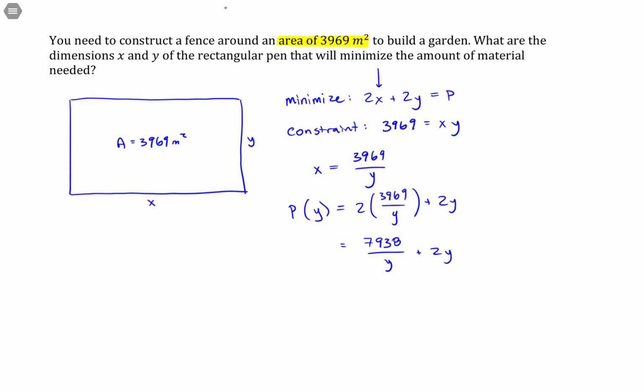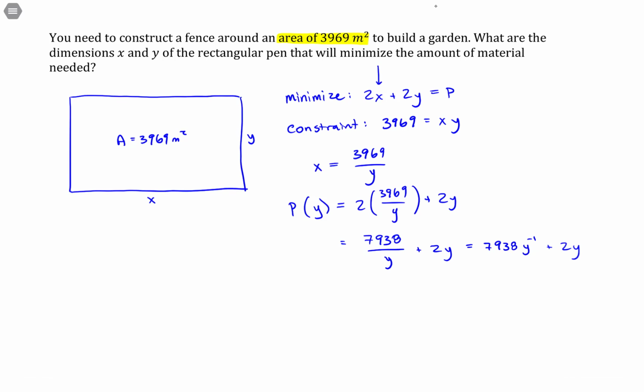Okay, now to minimize this, we need to find its derivative and set that derivative equal to 0. So the derivative of this function, since it's actually of the form 7938 y to the negative 1 plus 2y. Okay, now I'll just come over here and do that derivative. So that would be, let's see, bringing the negative 1 down times this constant, that would be negative 7938 y to the negative second power, because I subtract 1 from my exponent, then plus 2y, its derivative is just 2.